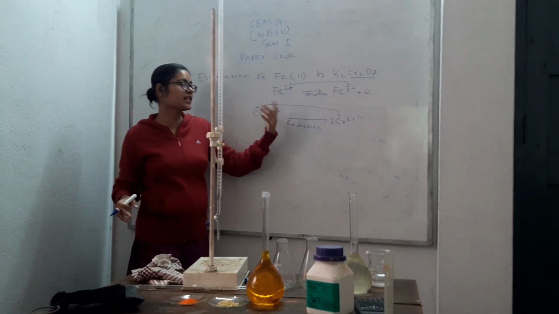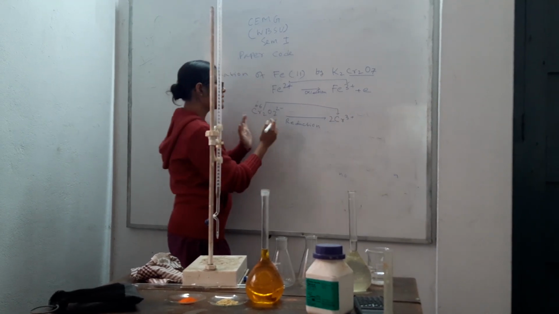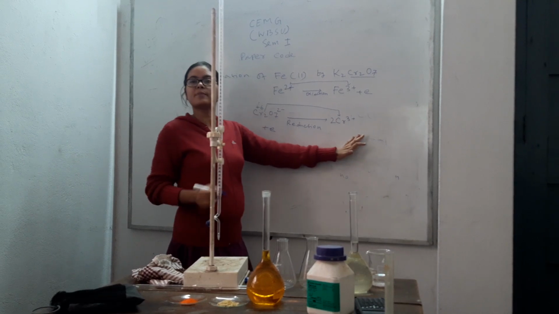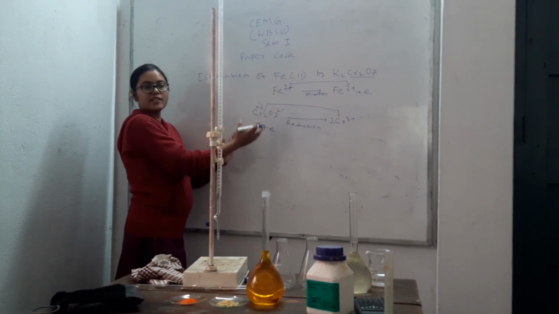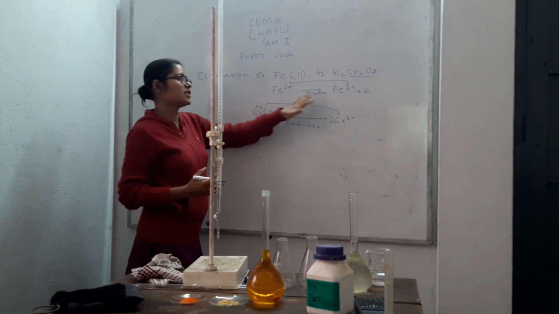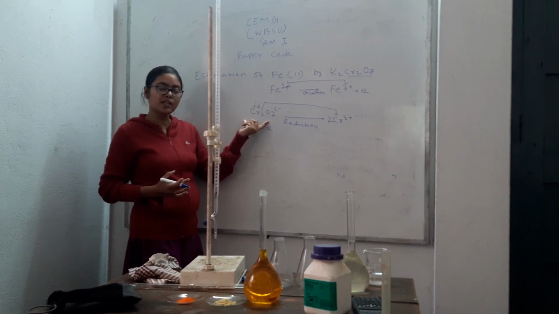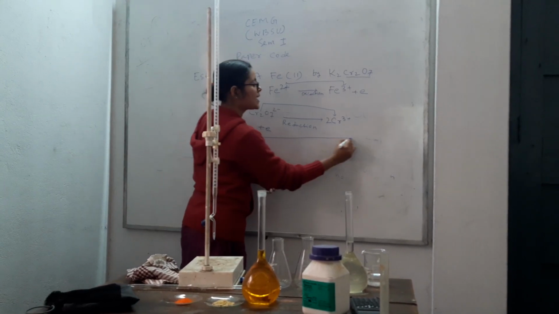Reduction. So how is it reduced? How is this dichromate reduced to chromium 3 plus? Obviously it takes electrons and is reduced to chromium 3 plus. Now, these two reactions happen simultaneously. This is oxidized and this is reduced. It takes electrons and it gives electrons. So these reactions happen simultaneously.